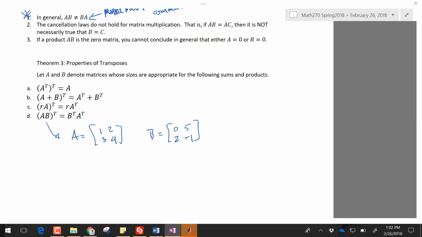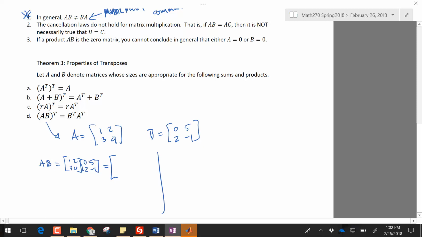So what we could do is multiply these together and then take the transpose, and do them separately and then compare them to see that we're going to get the same answer. So let's do AB on this left side. So 1, 2, 3, 4, 0, 5, 2, -1. Just to remind you of how multiplication works.